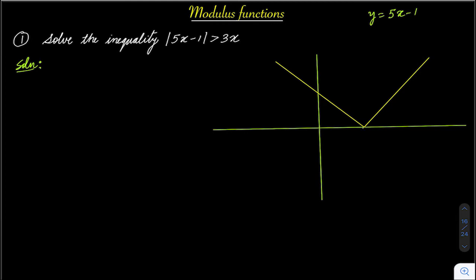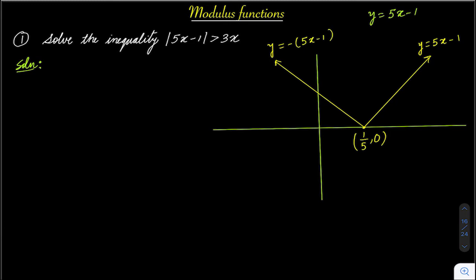This point is nothing but 1 by 5 comma 0. So this is my graph. And we already know that this straight line is going to be y equals 5x minus 1, and this straight line is going to be part of the line y equals minus of 5x minus 1. We already have done this.